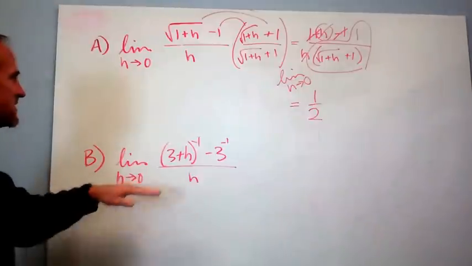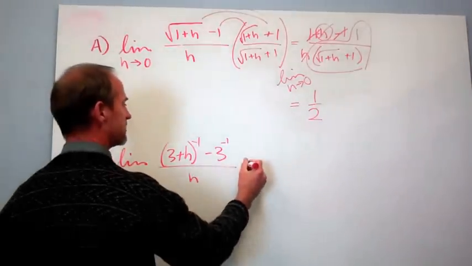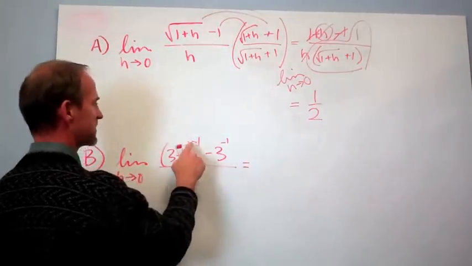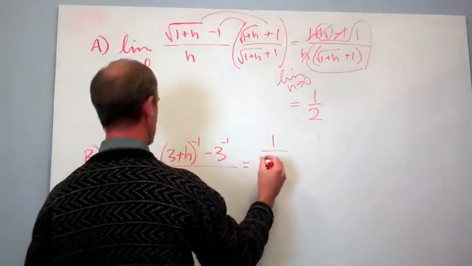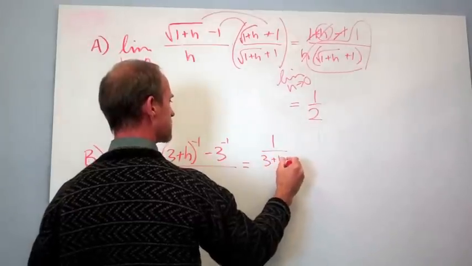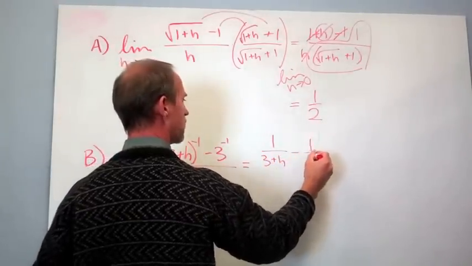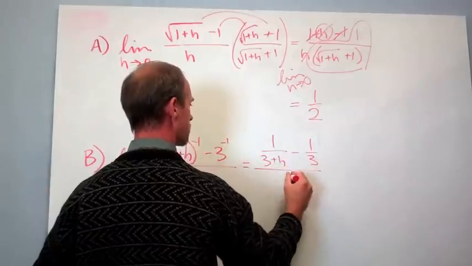Here we have one that's slightly different. We're going to rewrite this in the form of its fraction. Something to the -1 is the same as 1 over that thing, plus h minus 1 over 3, whole thing over h.